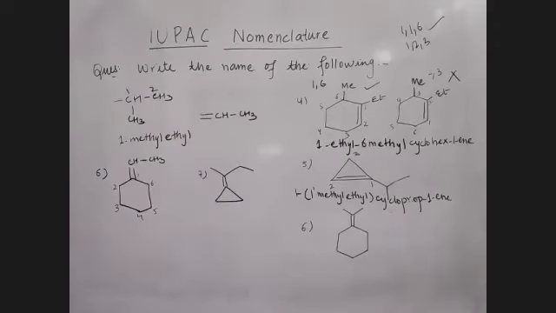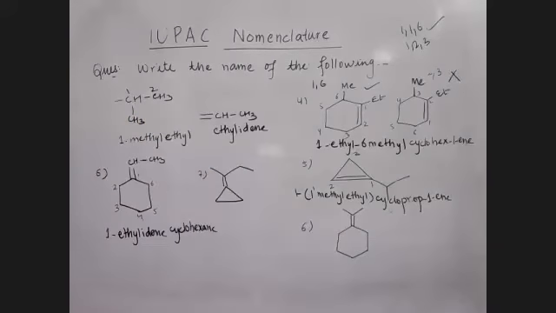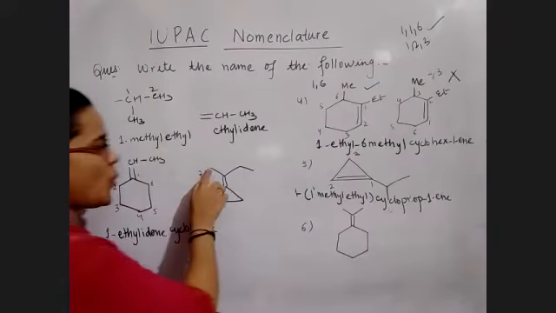Now, 7th one. What will be the name of this structure? In this, which will be the longest chain? 1, 2, 3, 4 or 3 carbon? Which will be the longest chain? 1, 2, 3, 4 or 1, 2, 3?